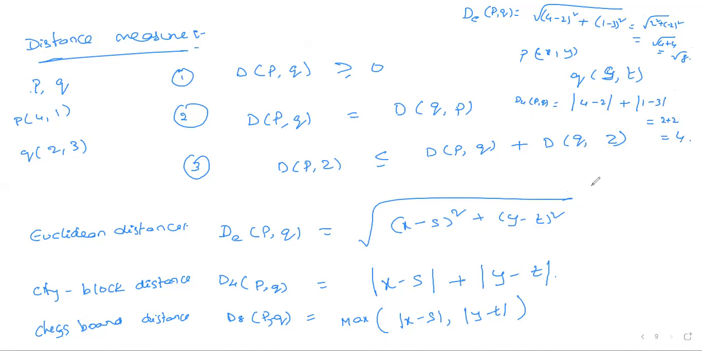Okay. Next, D8 of P comma Q. Max of modulus 4 minus 2 comma modulus 1 minus 3. Both are 2 comma 2 only. So D8 of P comma Q is 2. Okay. These are the distance measures. So this is the most important topic in first unit, relationship between pixels.